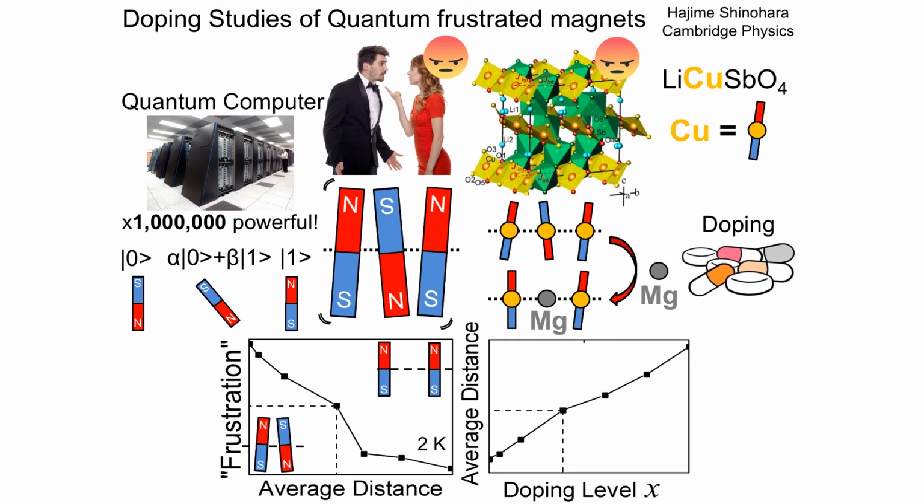The more and more doping, the distance becomes longer and longer. Therefore, the combination of this relation and the relation, we can control the frustration. Therefore, the understanding of quantum frustration solve our human beings' frustration by creating very powerful quantum computer.